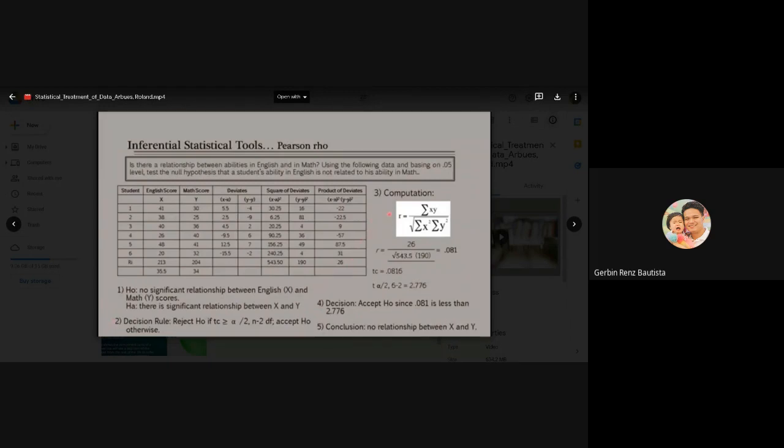Substituting the formula with the variables or the data we got from the table, we get a t computation of 0.081. Now we look up at the table the value of t alpha over 2 at 4, and we get a value of 2.776. Our decision then is to accept the null hypothesis, since 0.081 is less than 2.776. Our conclusion, there is no relationship between the math scores and the English scores.